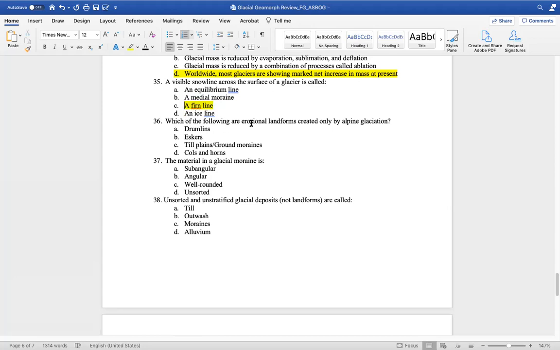Which of the following are erosional landforms created only by alpine glaciation? This, I think, is a really good ASBOG question. It didn't come from an ASBOG exam, but it is certainly one that I could expect to see on one. Let's see, erosional landforms. So let's see if any of these are not erosional.